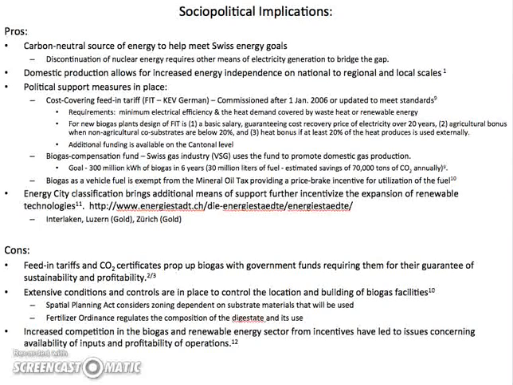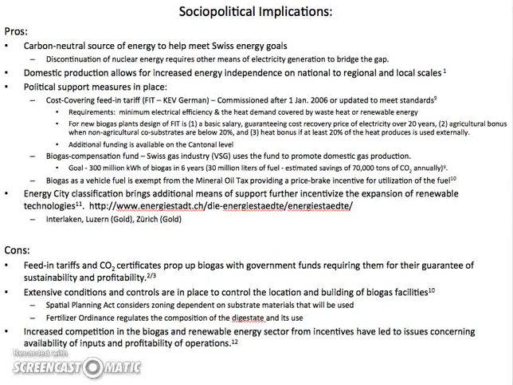The feed-in tariffs and the CO2 certificates have allowed for a breakthrough of these energies. However, they are also accused of propping them up with government funds, requiring them for a guarantee of sustainability and profitability. Also, extensive conditions are in place to control the location and building of biogas facilities.